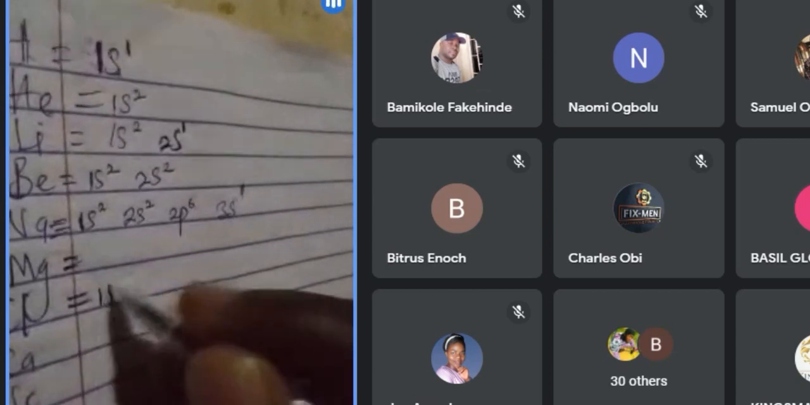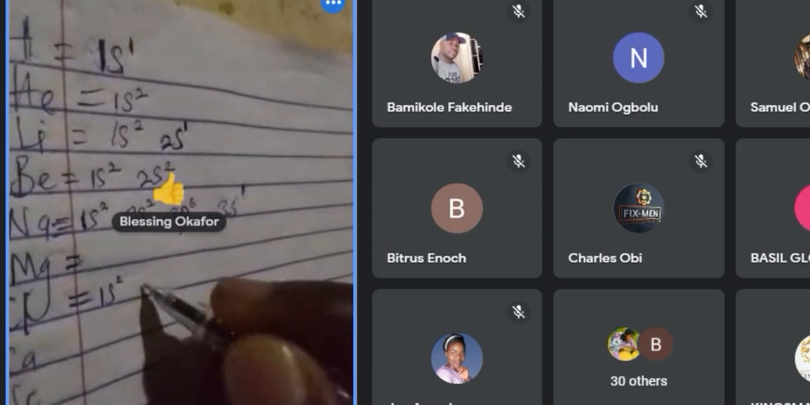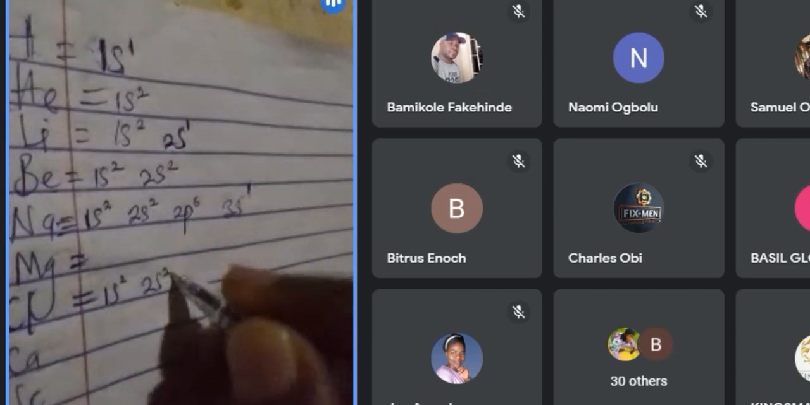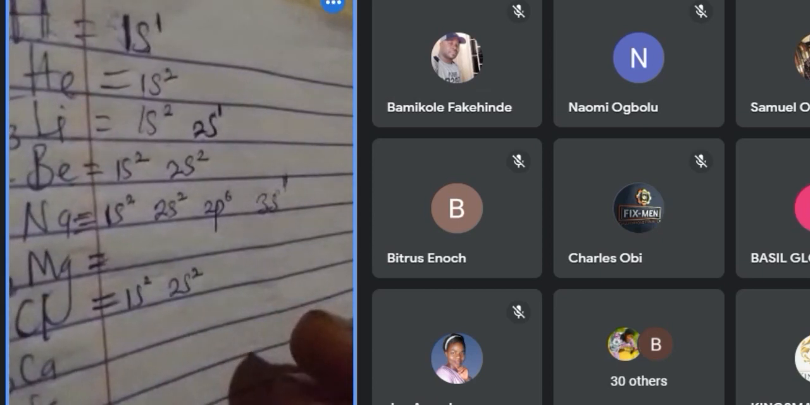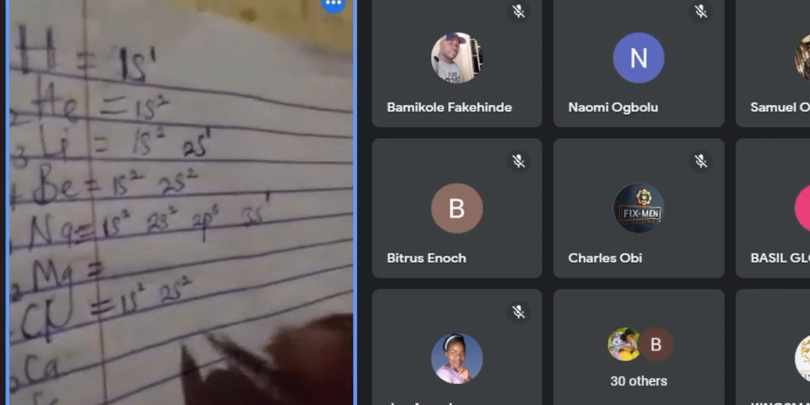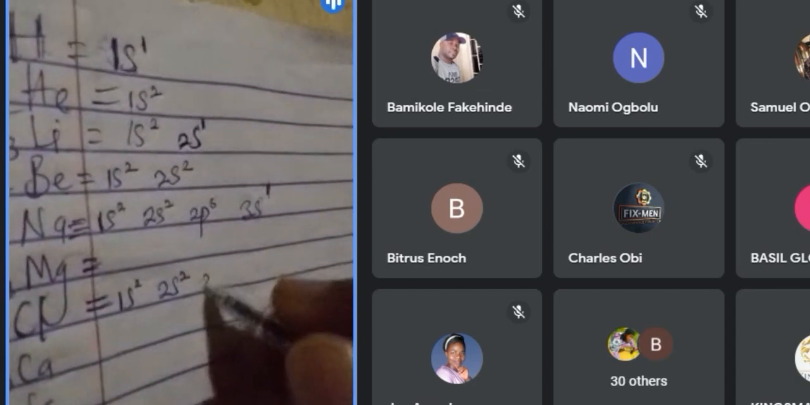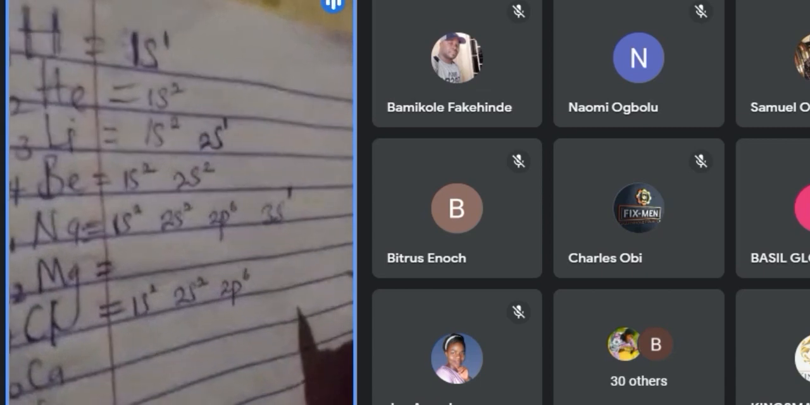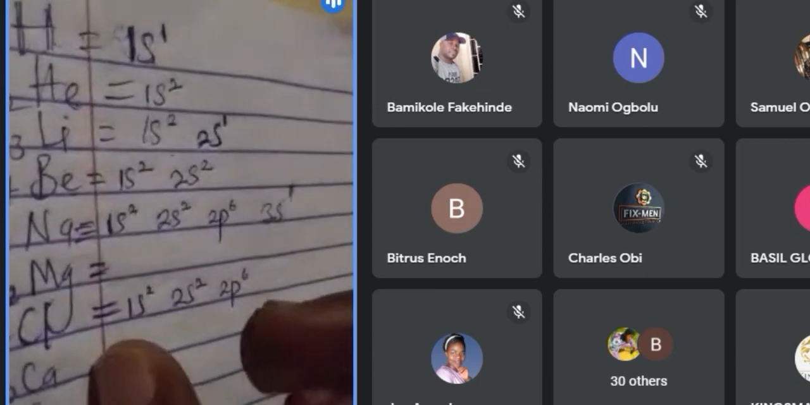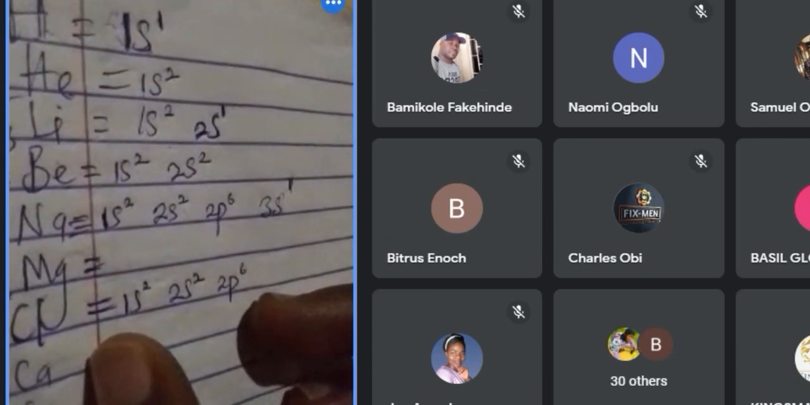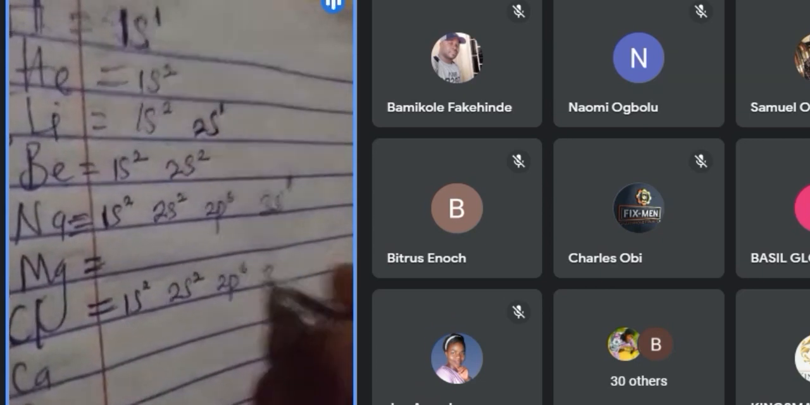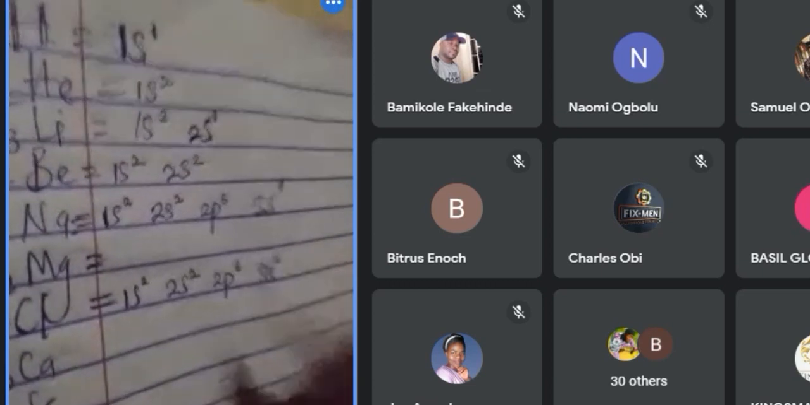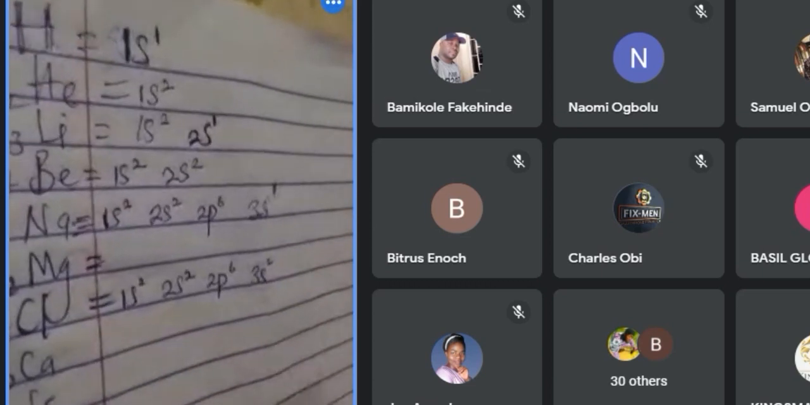That is 1s2. The next one, 2s2. That is 4. So after 2s2, it is 2p6. That becomes 10. After 2p6, we go to the next energy level. That is 3s2. This is 12. We are going to 17.